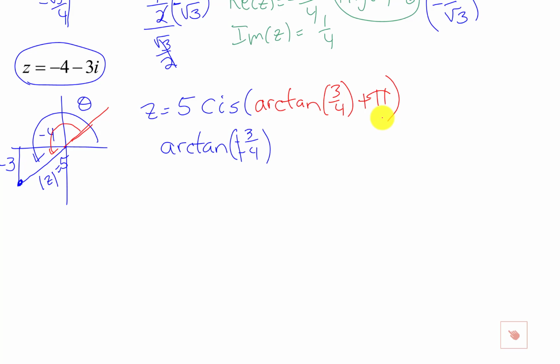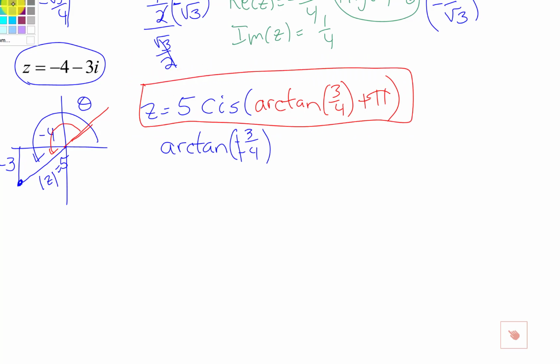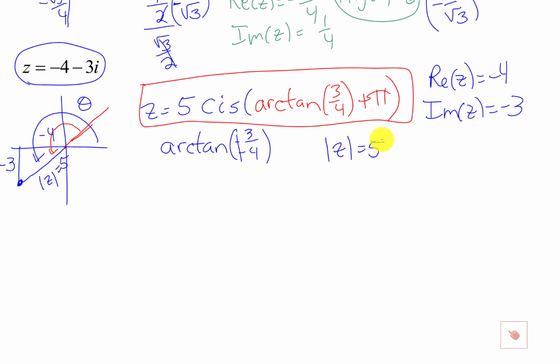We're supposed to give an exact form, not put it in a calculator to get a decimal approximation, so that is how I would list the polar form of this number. Now let's go ahead and answer the other parts. The real part of this number is negative 4. The imaginary part of this number is negative 3. The modulus of this number is 5.